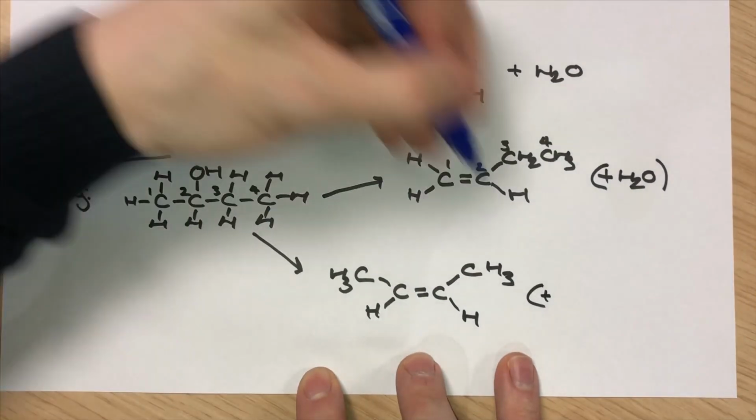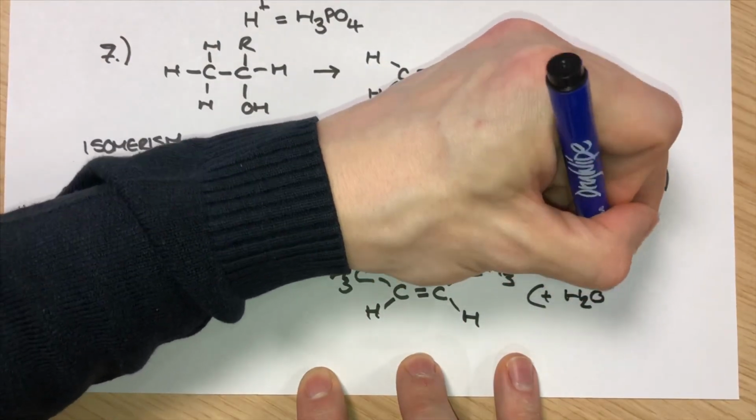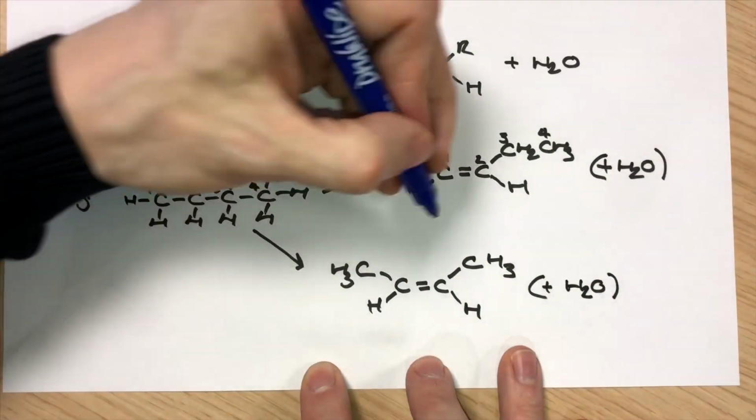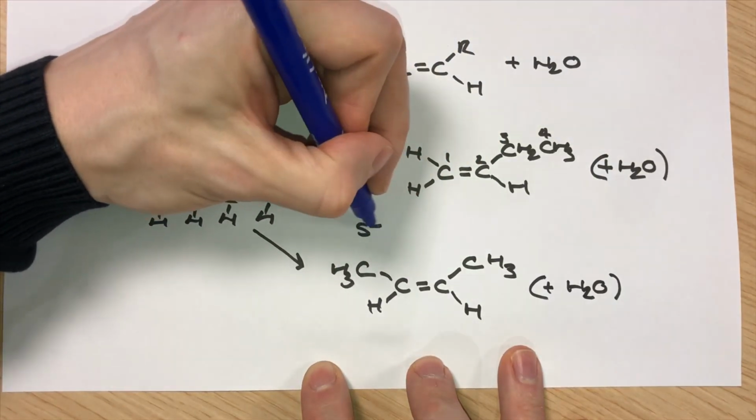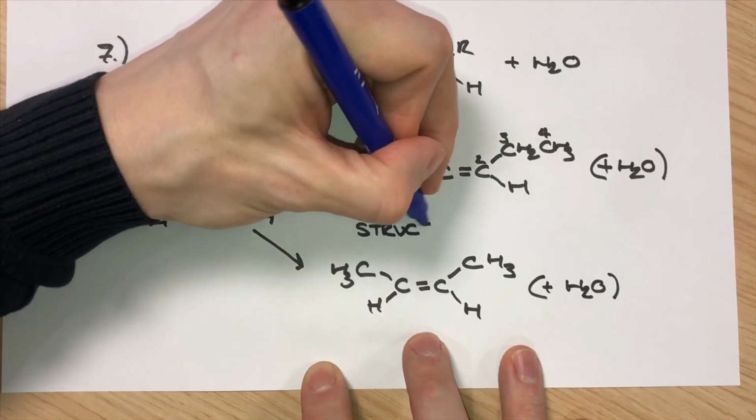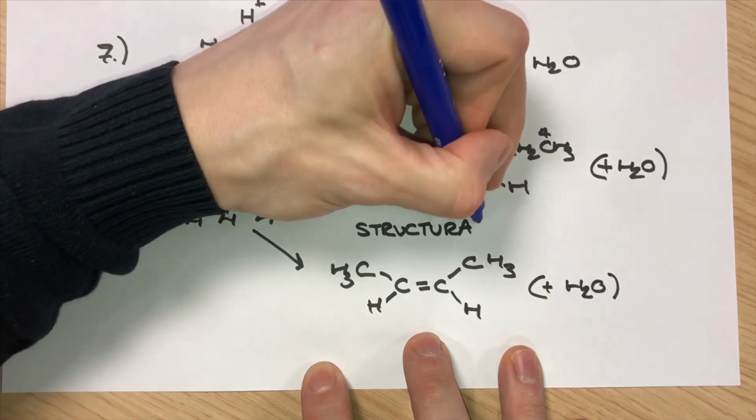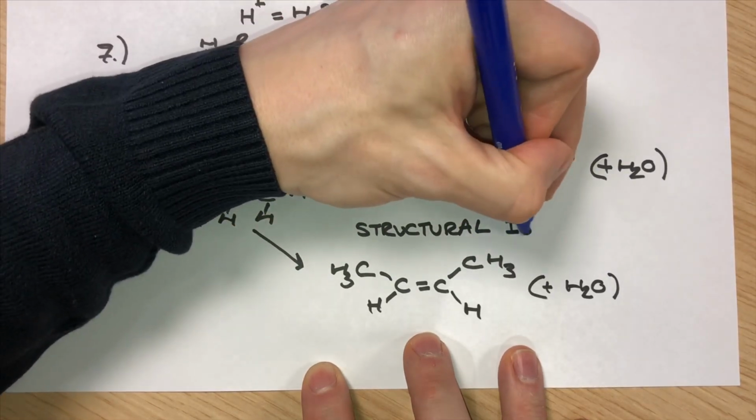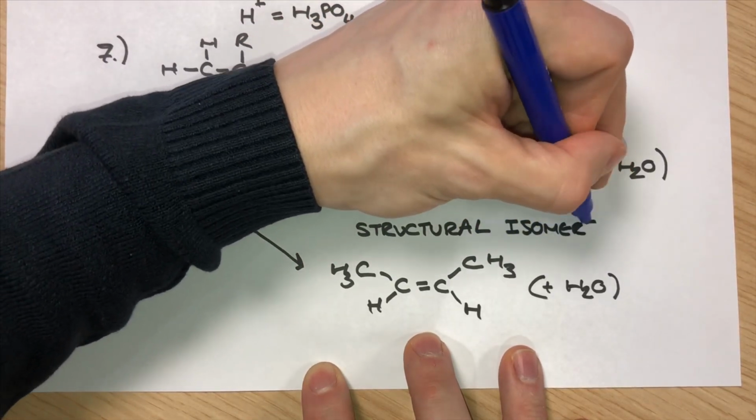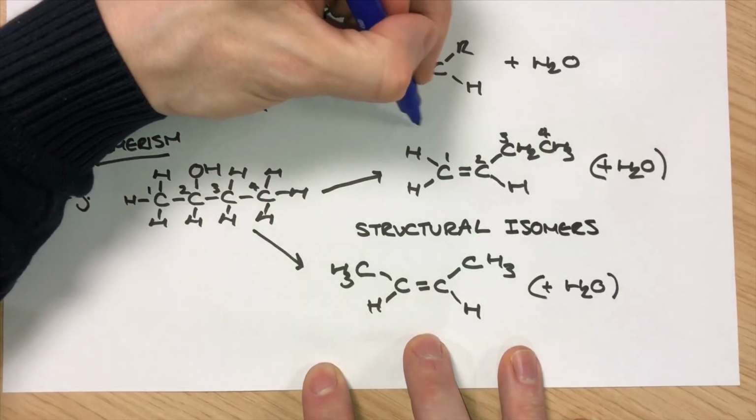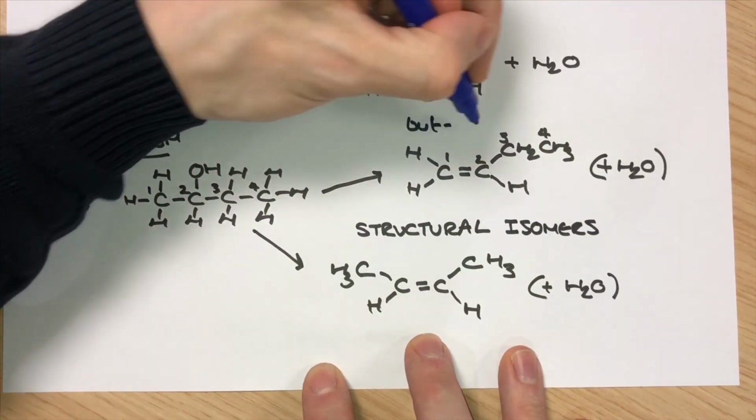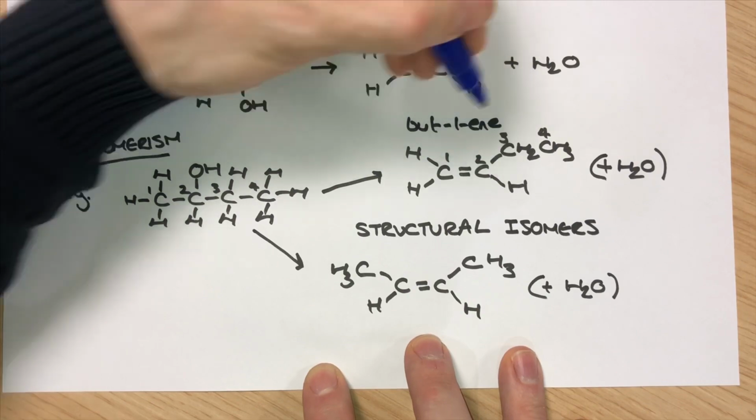Don't forget that H2O is always released for either of these as well, and I'm just showing that in the brackets because I'm not writing full equations for these reactions here. These two, so I've got my but-1-ene and I've got my but-2-ene, are structural isomers of each other. So they've got the same molecular formula but different structural formula, and that makes them structural isomers.